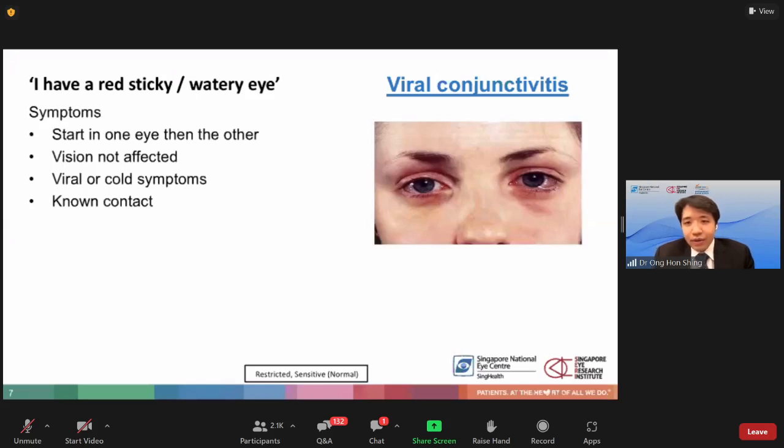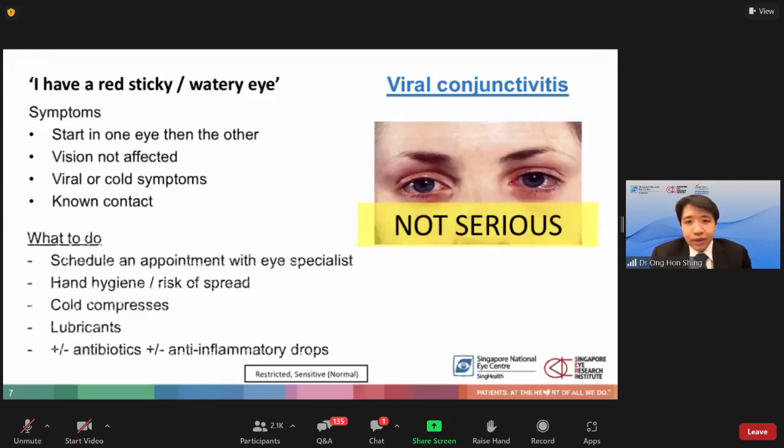So the main viruses that cause this viral conjunctivitis are your typical cold viruses. And so it's more likely to occur when you have a cold or cold symptoms at the same time. The majority of viral conjunctivitis do not affect vision, and so they're mostly not serious. Schedule an appointment with your eye doctor who will examine you, as there's a small group of people who develop a type of viral conjunctivitis that can affect vision.